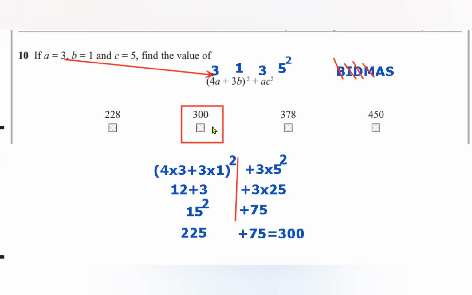And this is how you answer a question like this. So first thing, you substitute the values instead of the variables, and then work out using BIDMAS, the order of operations, and then at the end you find the final answer and tick it. Okay, this is how you answer question 10. Now let's move on to the next question.